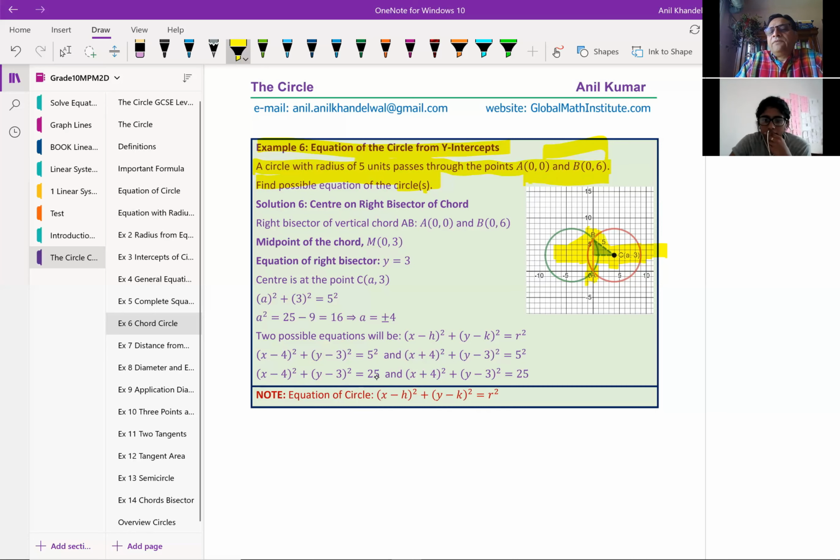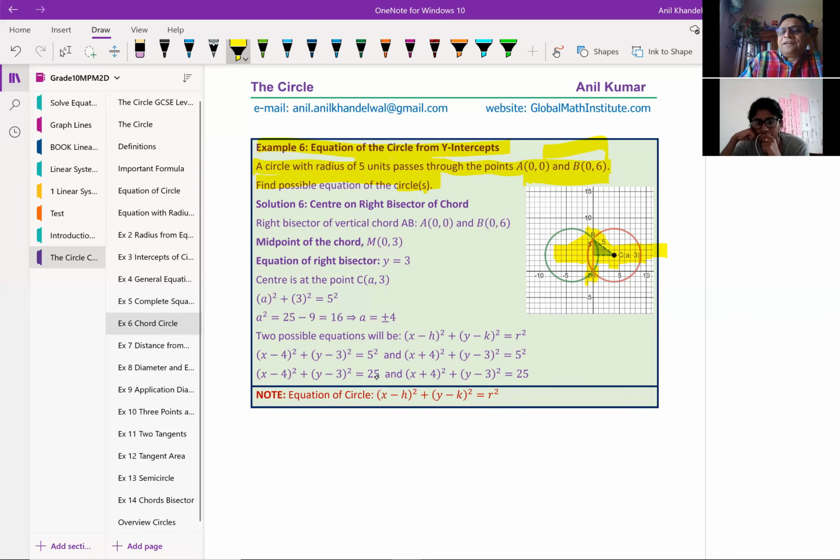So you see that 5 units drawn here. We know this is my chord AB. We have a right bisector, which is y = 3. I can select a point, but this point should be 5 units from A or B, correct? That's the radius. So 5 units from there.